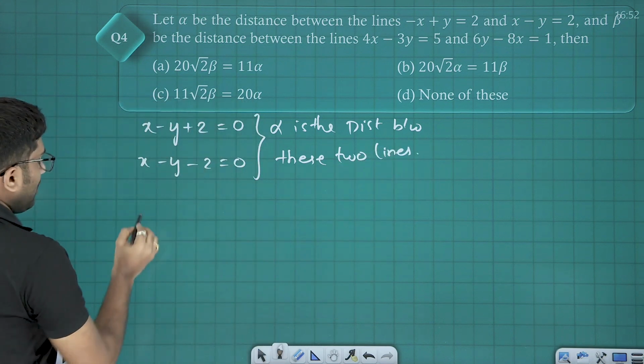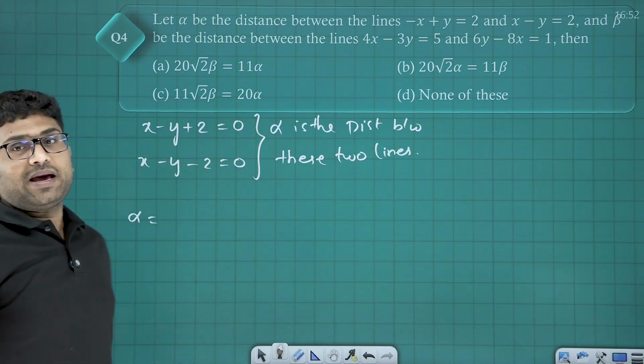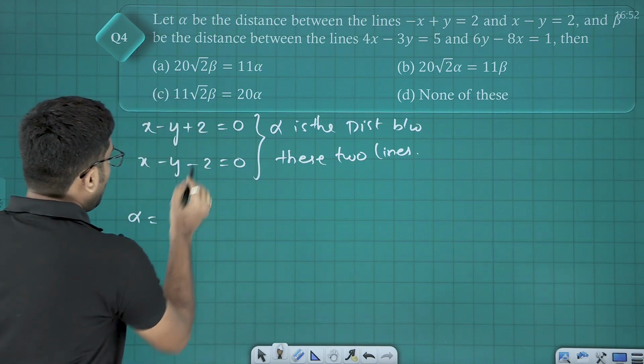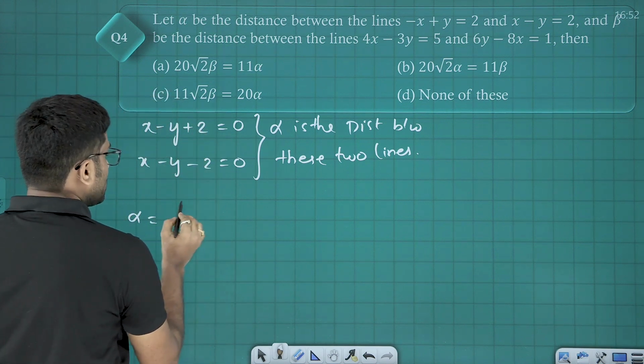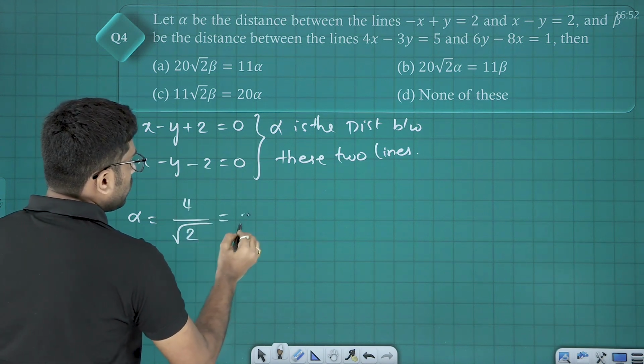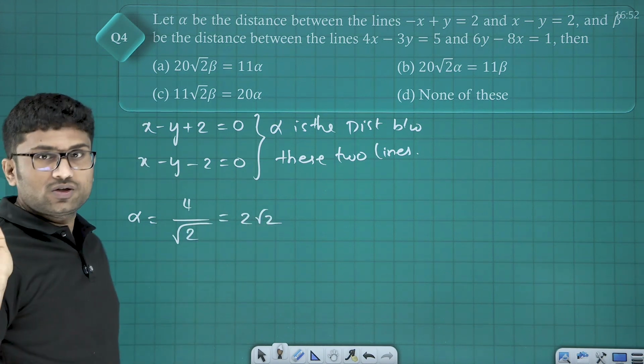So now let's find alpha. What is alpha? Distance between parallel lines. Mod C1 minus C2 divided by root over a square plus b square. Mod C1 minus C2, 2 minus of minus 2, that is 4, divided by root over 1 plus 1. 4 by root 2, which is 2 root 2. Alpha we got 2 root 2.